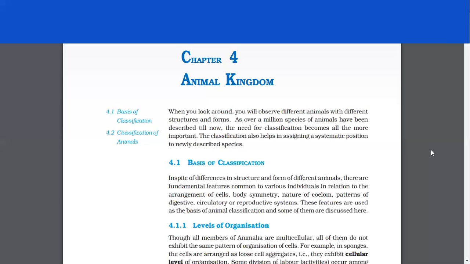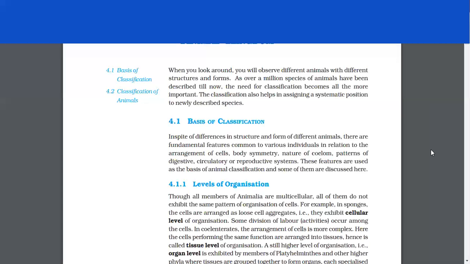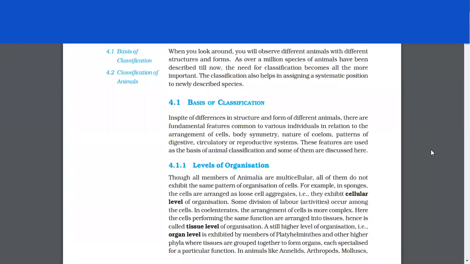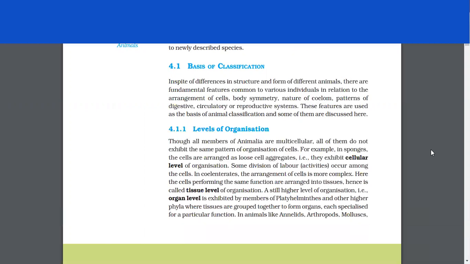Basis of classification. In spite of differences in structure and form of different animals, there are fundamental features common to various individuals in relation to the arrangement of cells, body symmetry, nature of coelom, patterns of digestive, circulatory, or reproductive systems. These features are used as the basis of animal classification, and some of them are discussed here.